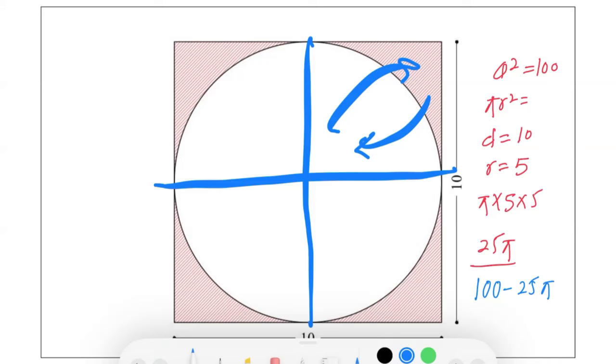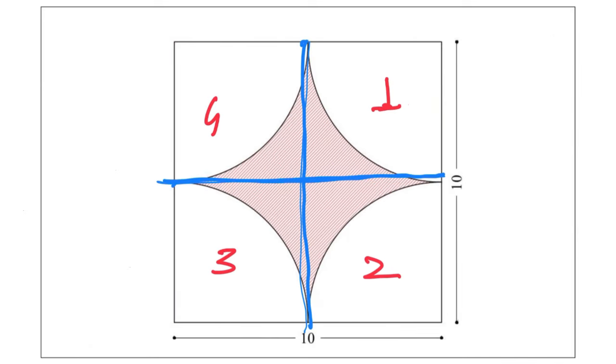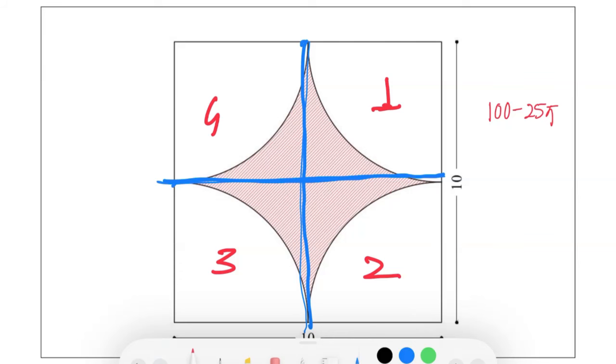Okay. So both the figures are pretty much similar. So therefore, even in this figure, the answer is going to be the same. There is no difference. It is 100 minus 25 pi. Clear? So it is just a combination of different figures. Let's look at the next question.